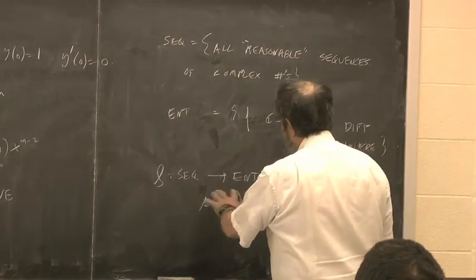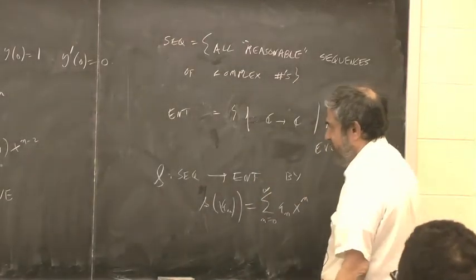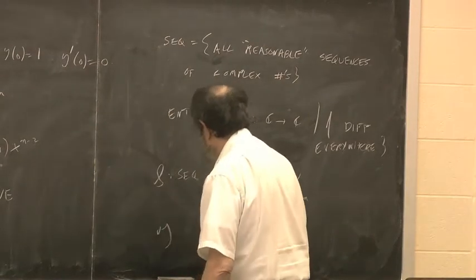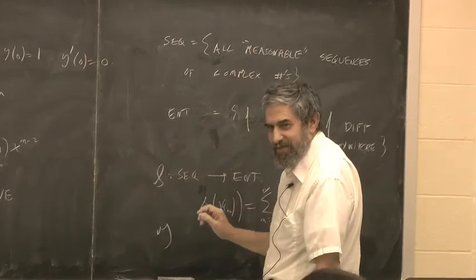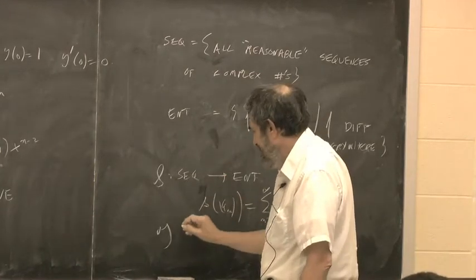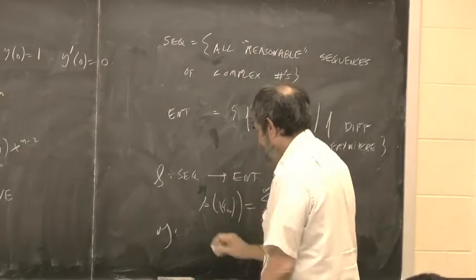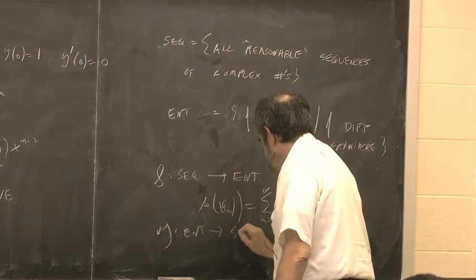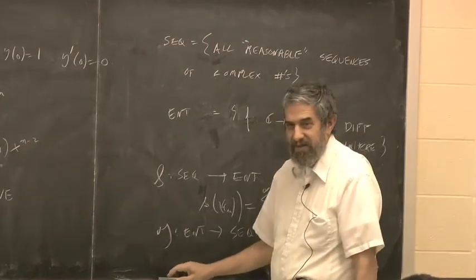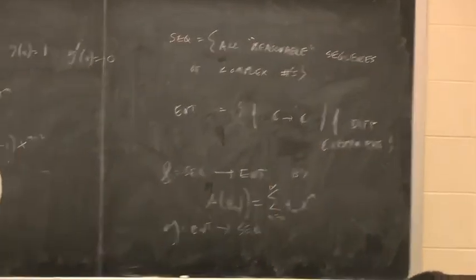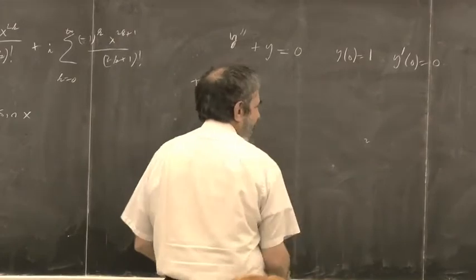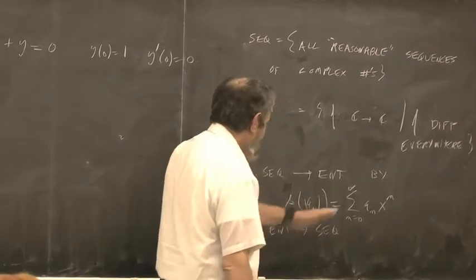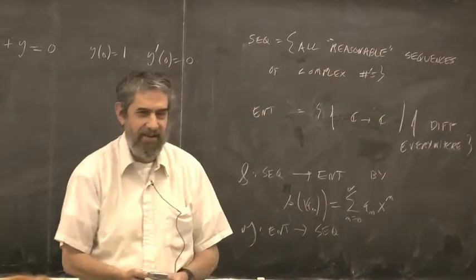Now this map actually has a partial inverse. Let me call that T. What do you think T stands for? It starts with entire functions and gives you a sequence. And how can we do that? It's supposed to go backwards, so it's supposed to tell you, starting with the function, what the a sub n's are.